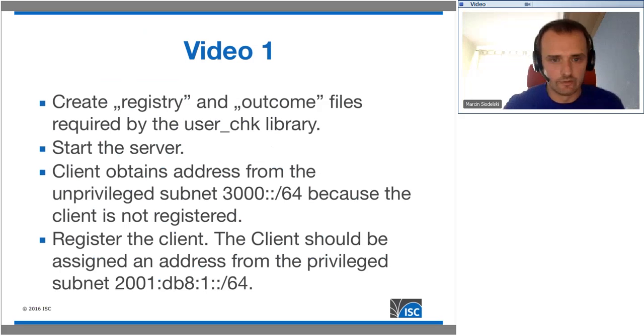So I'm going to show you video one. The video one pretty much demonstrates what we have seen in the code right now. During this video, I'm going to create a registry and outcome files because they are required by the user check library. I will start the Kea server, and then you'll see that because the registry is empty initially, the client will obtain the address from the unprivileged subnet 3000::/64, and then we're going to register the client, and you're going to see that the address will change to the one from the first subnet.